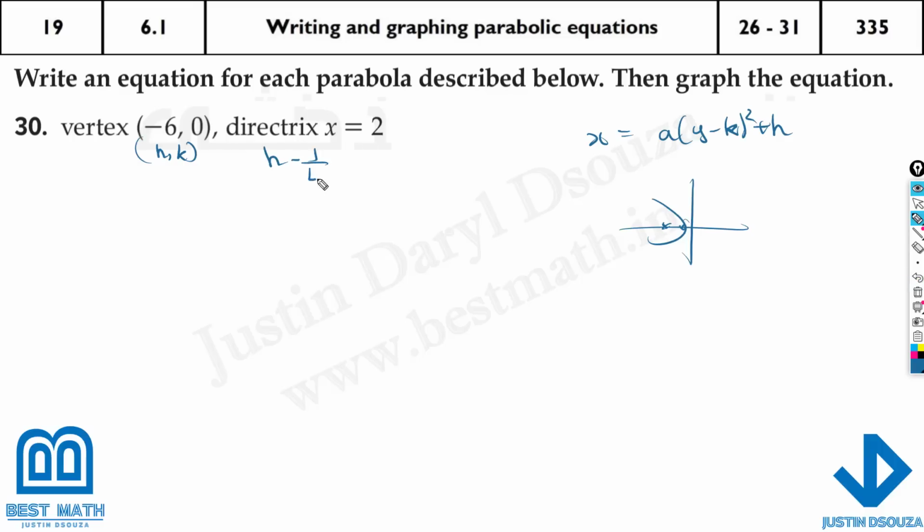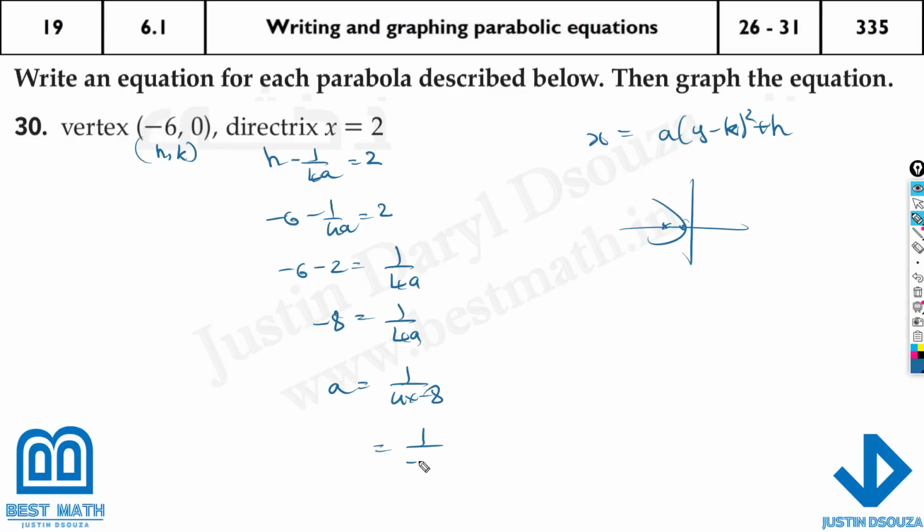Directrix is h minus 1 by 4a. And you know what the h value is. So what I'll do is set it equal to 2. H value is minus 6, minus 1 by 4a is equal to 2. Let me take this to the other side. Minus 6 minus 2 is equal to 1 by 4a. Just solve it. Here minus 6 minus 2 is minus 8, equals 1 by 4a. A will be equal to 1 by 4 times minus 8. That is minus 32. That is the a value.